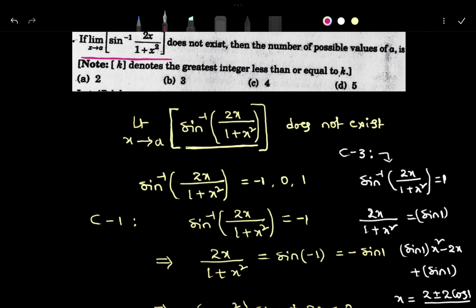Your right answer will be D. D is the correct answer.